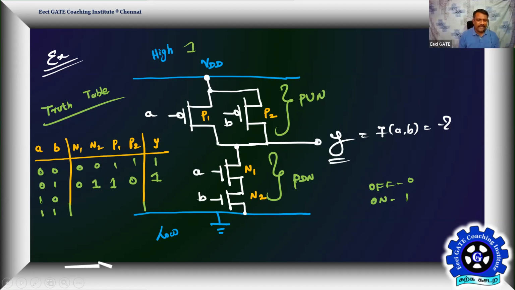So 1, 0 means A is 1. A is 1 means N mass 1 turns on, but B is equal to 0, so N mass 2 turns off, and still Y cannot be connected to logic 0. So Y must be connected to logic 1. Who is offering that path? A is equal to 1, so P1 will go off. B is equal to 0, so P2 will turn on. Therefore, P2 will pass logic 1 to output Y. So it's 1. Agree? Easy?